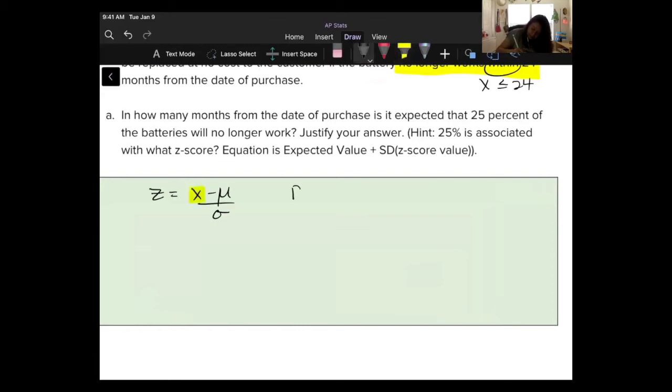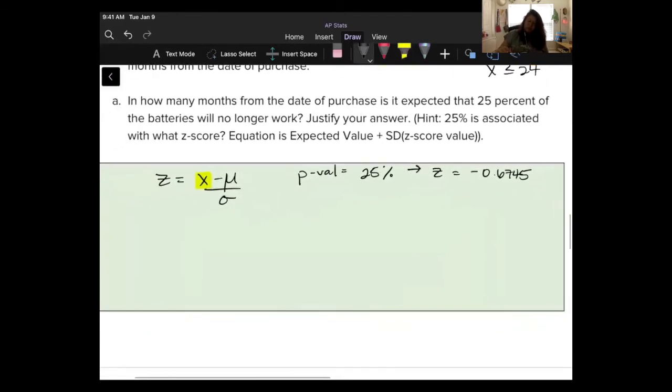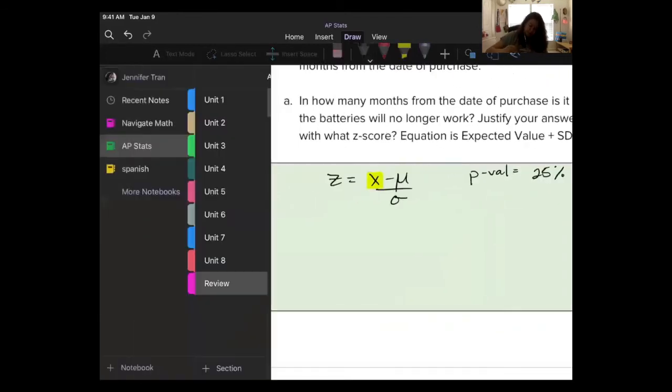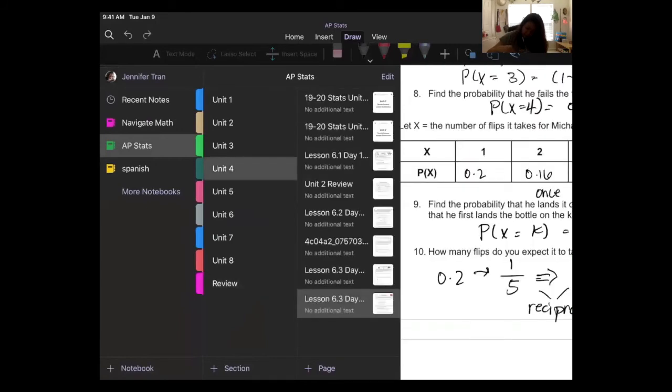Well, we know that the p-value is equal to 25%, and a p-value equal to 25% is z equals negative 0.6745. And how do we do that? Well, there are 2 ways that you can do this. We can use the table. So let me see if I can find our z-score table.